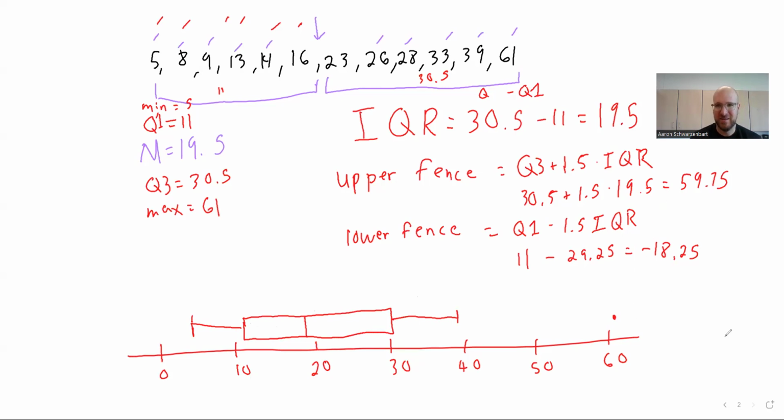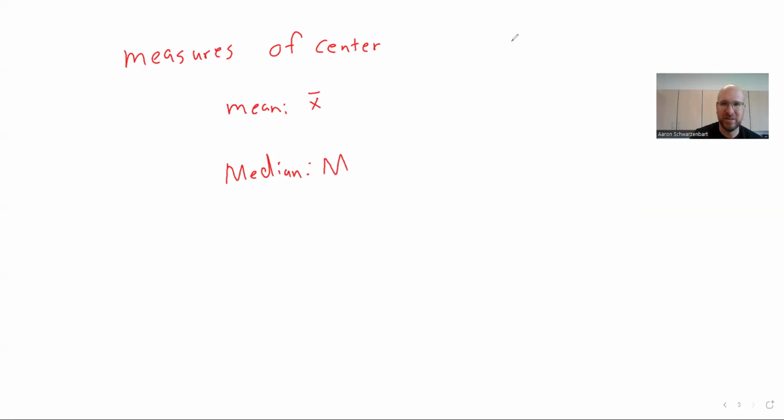Okay. So measures of center. There's two kind of popular ones. There is mean, X bar. There is median, M, capital M. There's measures of spread. These go together, okay?